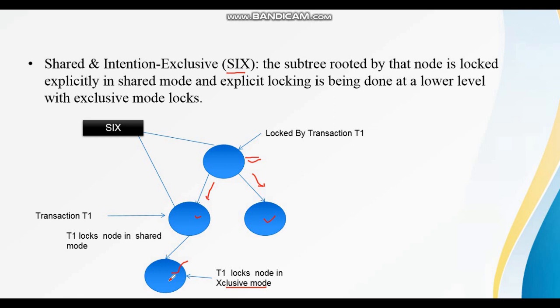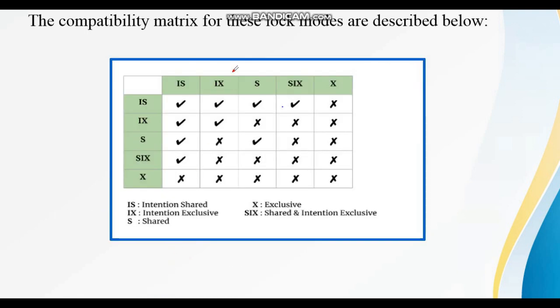Is it clear to everyone? Now, we are going to see the compatibility matrix for these lock modes: IS, intention shared; IX, intention exclusive; S, shared; SIX, shared and intention exclusive; and X, exclusive. So this is the compatibility matrix. IS is compatible with IS, IX, S and SIX, but it is not compatible with exclusive. Likewise, IX is compatible with IS, IX and no other locks. Shared is compatible only with IS and S. SIX is compatible with only IS. And X is not compatible with any of the locks. So this is the compatibility matrix in multiple granularity.